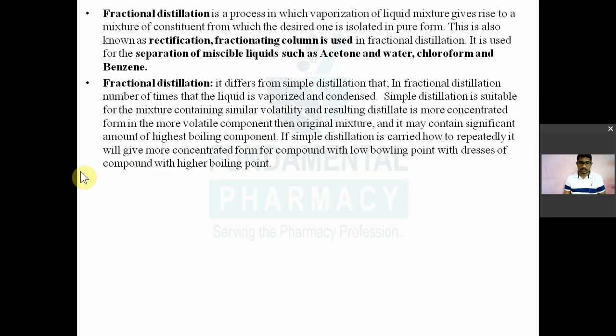फ्रैक्शनल डिस्टिलेशन डिफर्स फ्रॉम सिंपल डिस्टिलेशन. सिंपल डिस्टिलेशन में क्या होता है कि आपका मिक्सचर आप वेपराइज करोगे और उसका वेपर कंडेंस करोगे एक ही टाइम पे होता है. Once you are just vaporizing the mixture and condensing the vapors at once. But in case of fractional distillation, this process is repeated. So in the very first slide I have told you, vaporization, condensation, they are repeated. The pure vapors, relatively pure vapors of component. So that is nothing but the fractionation. So you are getting fractions over here.